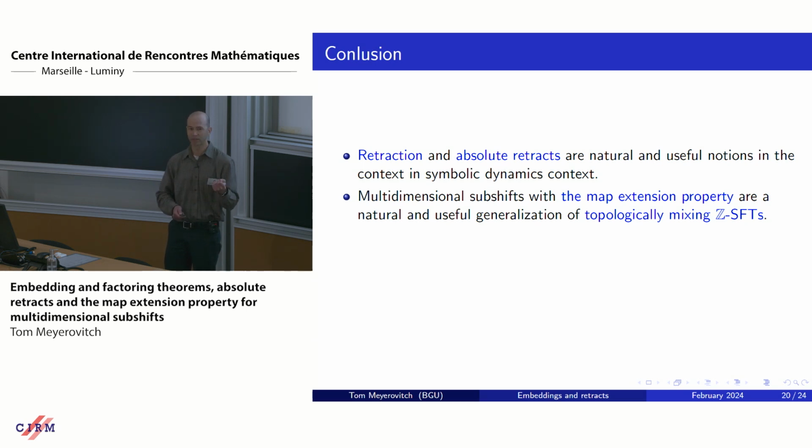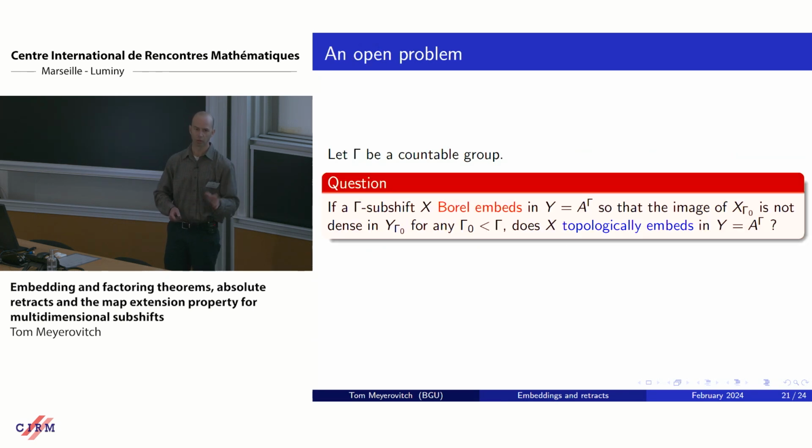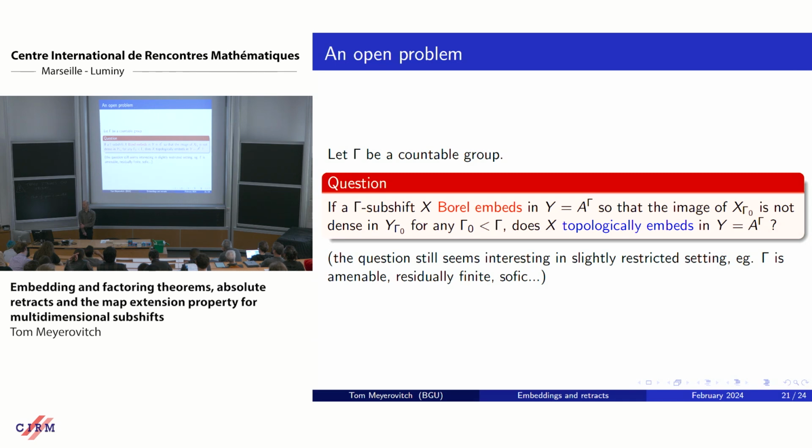Multi-dimensional subshifts with the map extension property are, I think, a good class of subshifts to look at. They have a good structure theory, and there's some more evidence that I have not talked about for that. And we have a full extension of Krieger's theorem to subshifts over countable abelian groups. There's more work to be done later. And that's it. I think I'll conclude there. I wrote down one of many open questions, and I'll finish here. Thank you very much.